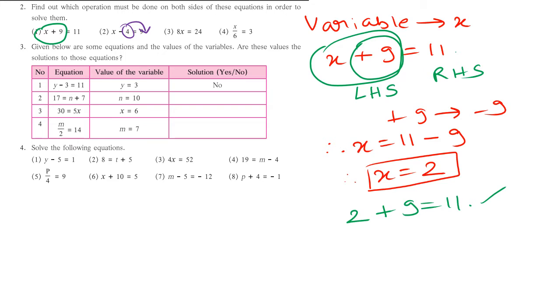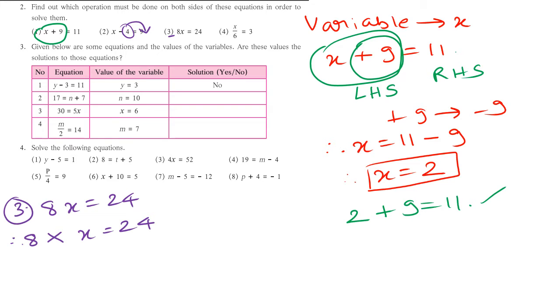Okay, and now we will solve question number 3. This is important. 3 and 4 both are important, so we will be solving both of them. So you have 8x is equal to 24. First of all, this is for your understanding: always write 8x as 8 multiplied by x is equal to 24. This avoids a lot of confusion.